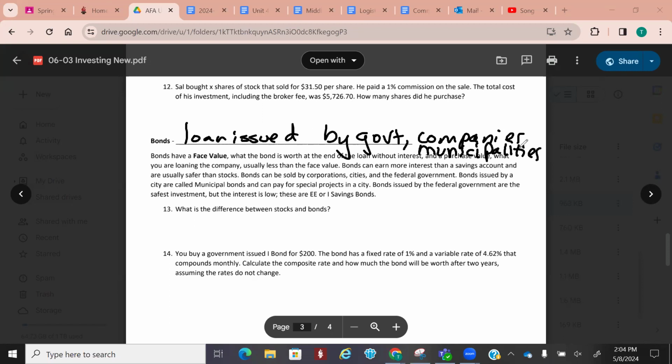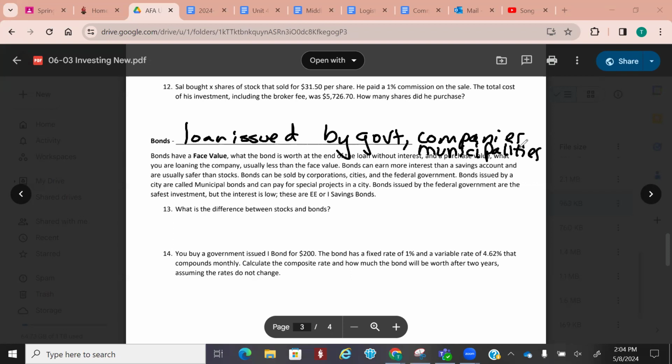Okay. Bonds have a face value, what the bond is worth at the end of the loan without interest, and a purchase value, what you are loaning the company, usually less than the face value. Bonds can earn more interest than a savings account and are usually safer than stock. Bonds can be sold by corporations, cities, and federal government.